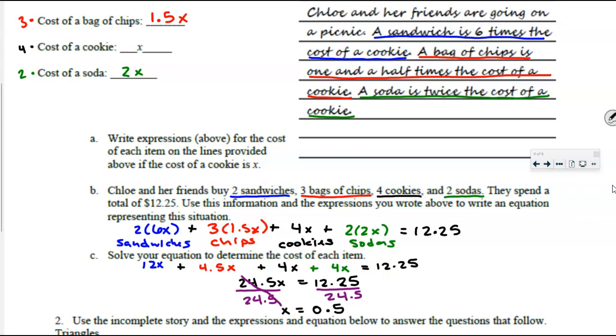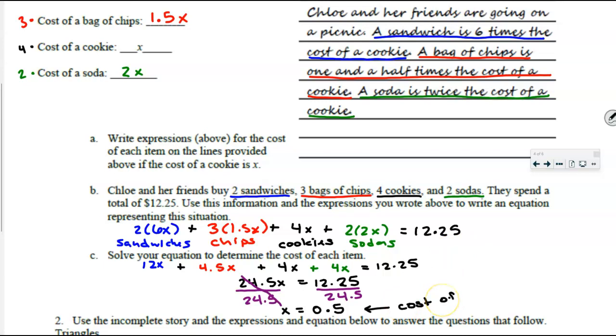What does x equals 0.5 actually mean? Federico, what is the cost of a cookie? You're right, because the cost of a cookie is x, and we just found what x is. So this is the cost of the cookie. But what does that mean? What does 0.5 mean for the cost of a cookie? How much are you going to have to put on the register for a cookie?